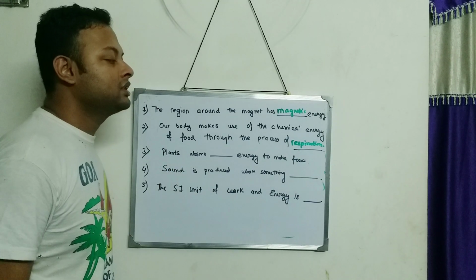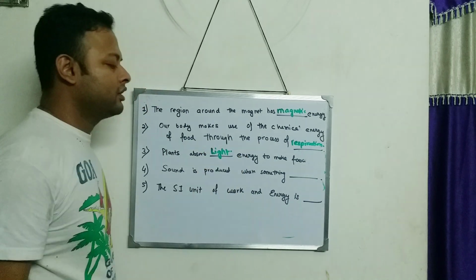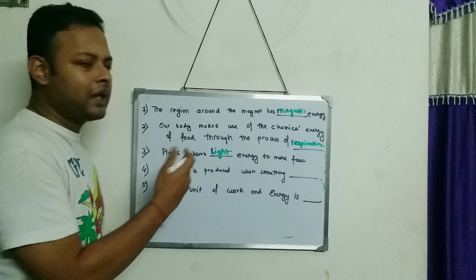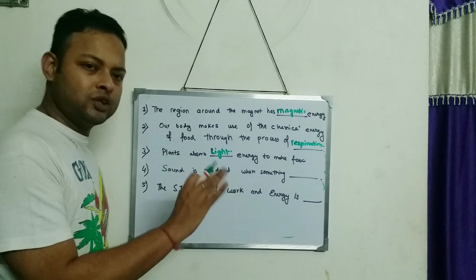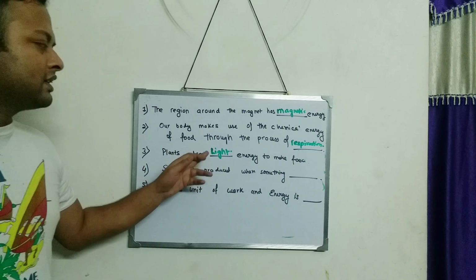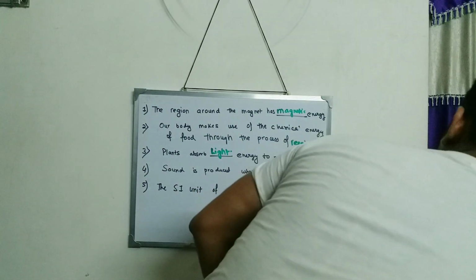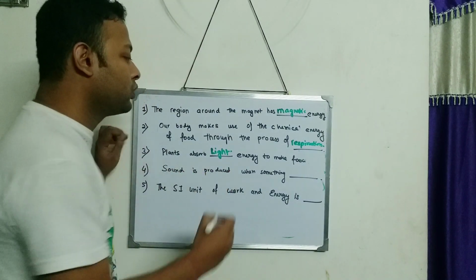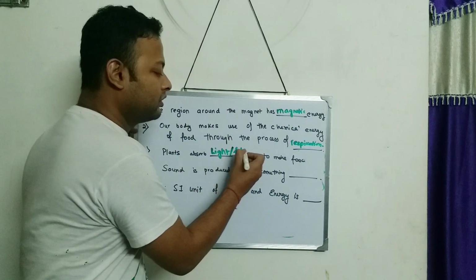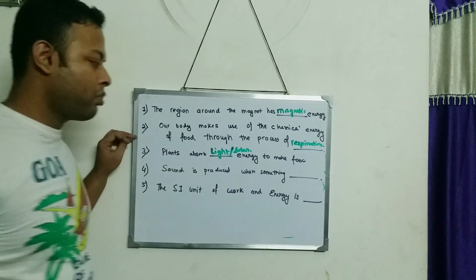Plants absorb dash energy to make food. Plants absorb, I think this is very easy. Plants absorb light energy. If you write sunlight energy, that is also not wrong. Light energy, sunlight energy, same. Okay, you can write sunlight energy also. Or if you write something like solar energy, that is also correct. Light energy, solar energy, both are correct.